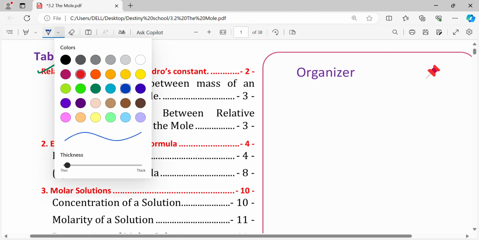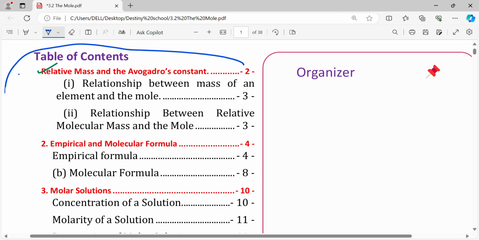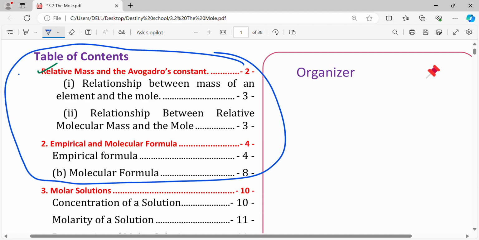So today we have covered, let me show the table of contents. What have we covered so far in moles? Sorry for this, but let me share the table of contents. So far we have talked about the relative mass and the Avogadro's constant, and we have covered empirical and molecular formula. So in our first part, these are the two things that we have covered.